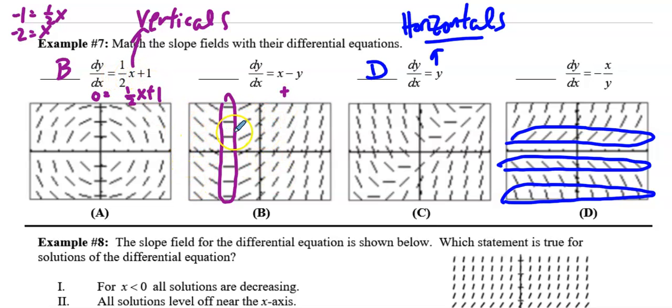So that's another way to do it. You can always plug in values. Guys, no matter what happens, you can always choose a point and see what the slope is. So that's the conversation I'm going to have about that one.